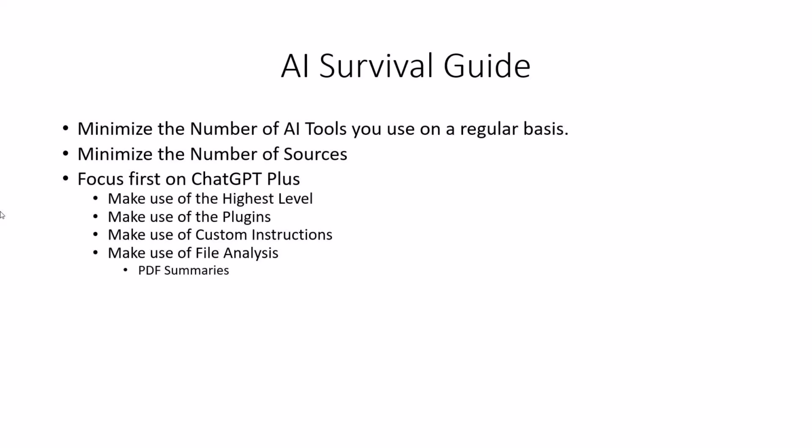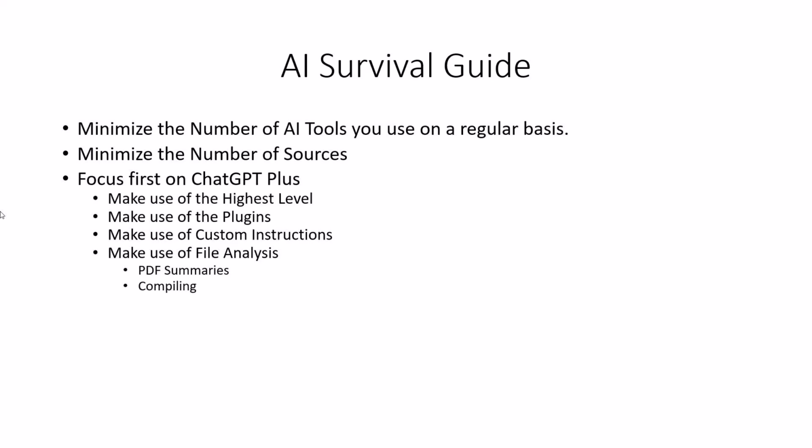For example, the file analysis can do PDF summaries. If you have a long, complicated PDF and you have ChatGPT Plus, you can upload that PDF and ask ChatGPT Plus for a summary. You can ask it for the main points or for bullet points. So if you have very long, very complicated, hard-to-understand documents, you can ask ChatGPT to help you not only to understand it, but at minimum to get your arms around the basic principles of what it is trying to say.